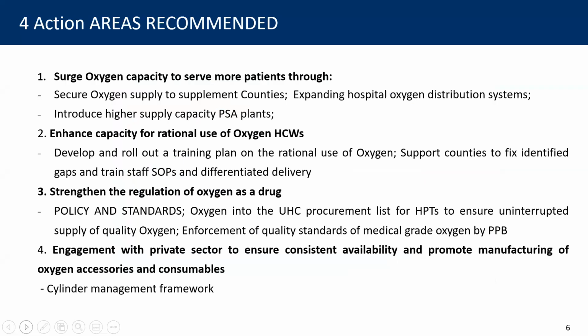So having said all of that, what have been the recommendations? At least these are the March recommendations in terms of rethinking and reshaping oxygen as a country. The first was surge oxygen: supplementing counties as may be needed, expanding distribution systems and introducing higher capacity oxygen plants. The second has been enhancing the capacity for rational use of oxygen. And part of these trainings that have been undertaken and continue to be undertaken on oxygen are part of that increase of rational use capacity.